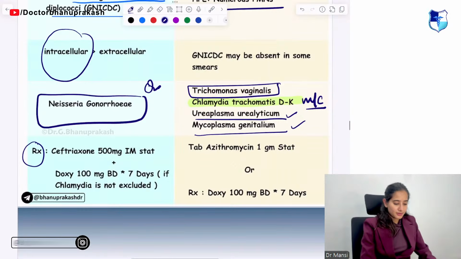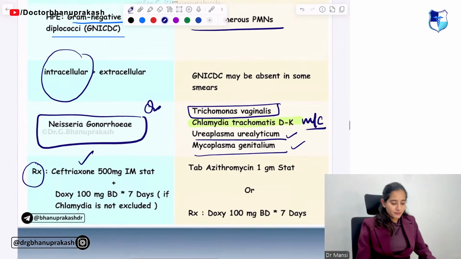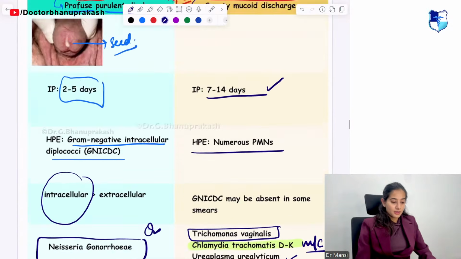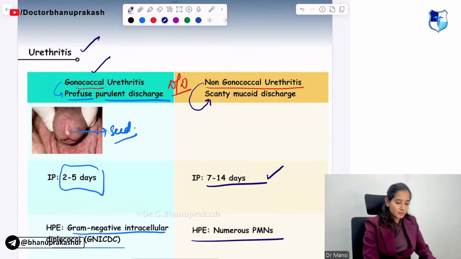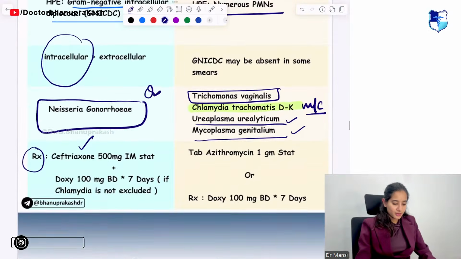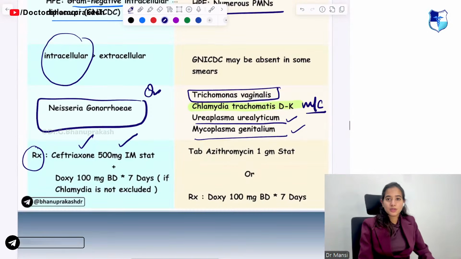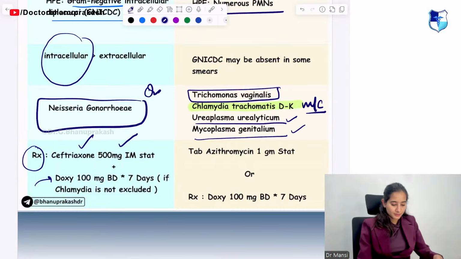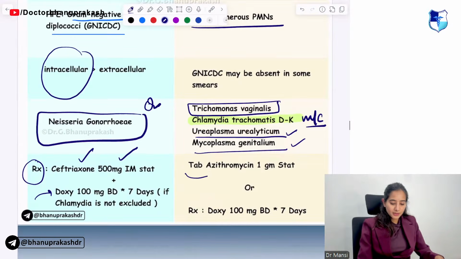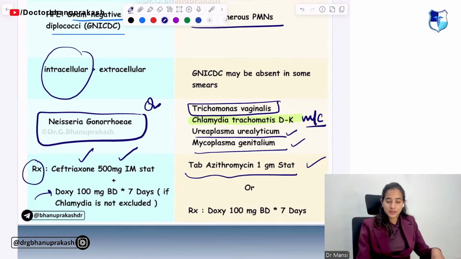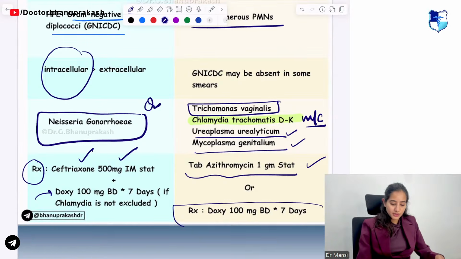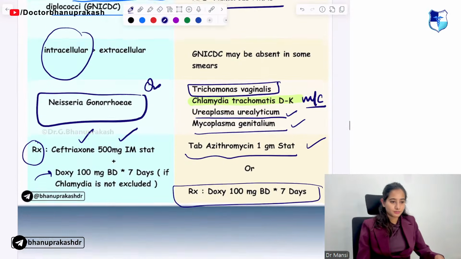Then the treatment will be ceftriaxone, which you give for the gonococcal one. So you can remember with this G, you can make a C. Ceftriaxone you can give as a stat dose of 500 mg IM injection. And you can also give doxycycline for 7 days BD, that means twice daily. Then, in case of the non-gonococcal variant, you can give tab azithromycin 1 gram, and doxycycline you can also give in them as well.